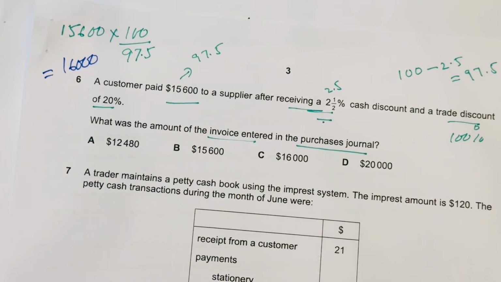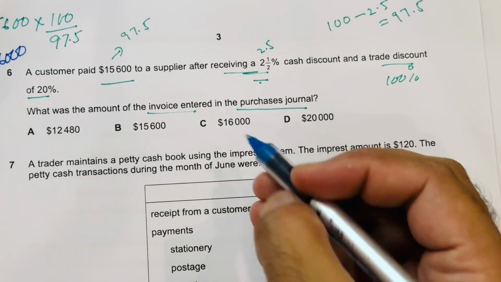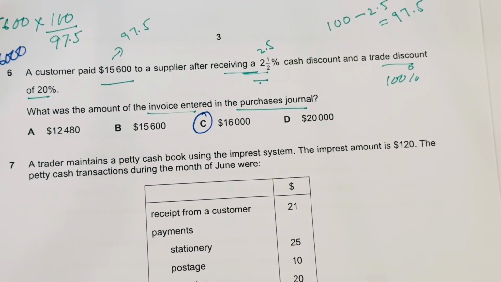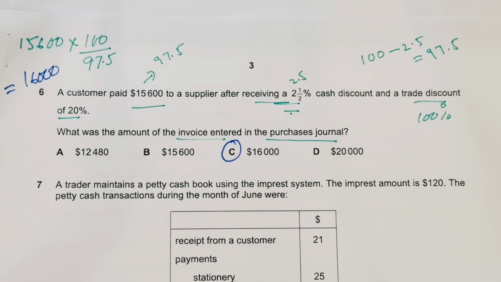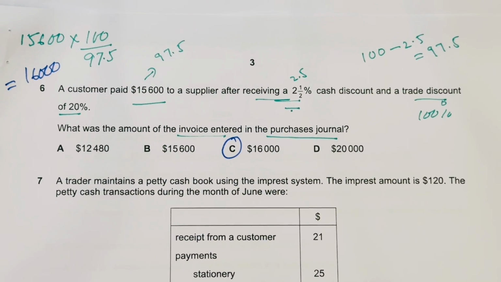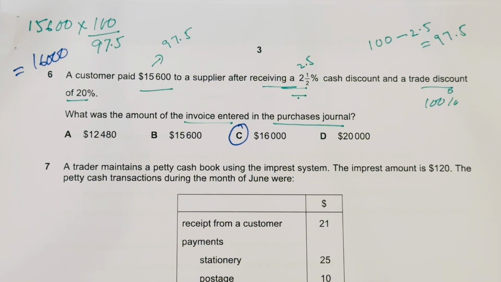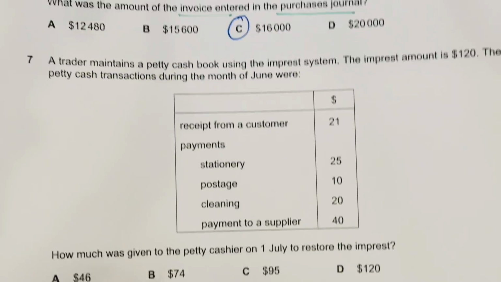So which option is 16,000? Option number C is the 16,000. Now look clearly at this calculation. You can take a screenshot of it and you can solve it completely. Now we will move to the next part of the question.